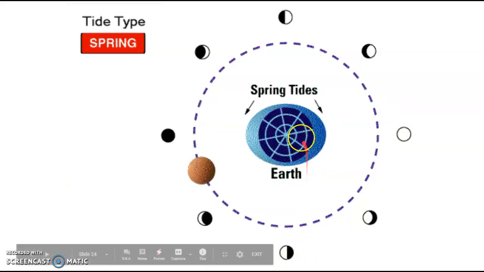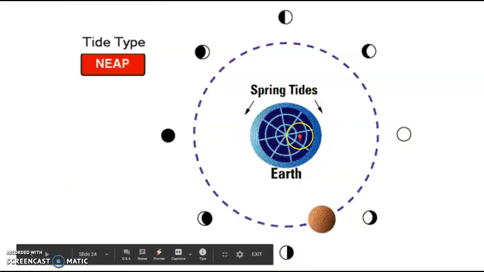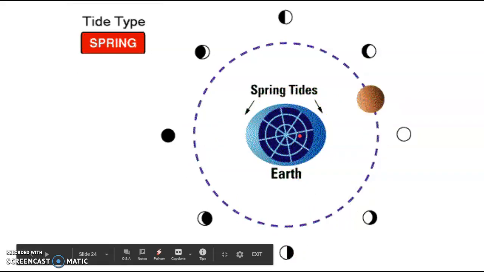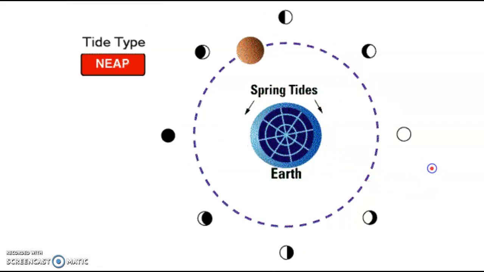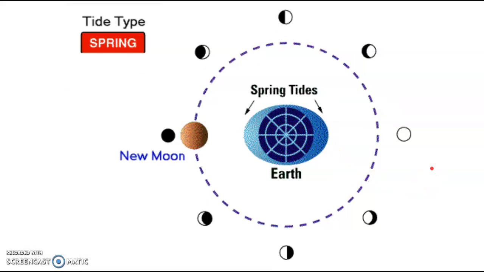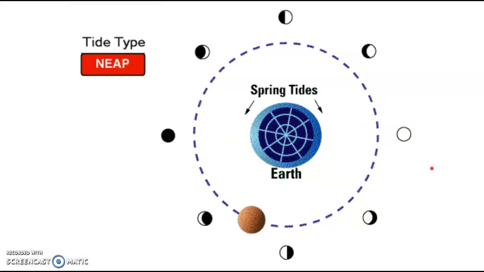Okay, and you can see the bulge, how it changes. The bulge represents the oceans. Okay, so that graphic kind of puts everything together for you. All right, that's it. That's the overview of the moon and the tides.